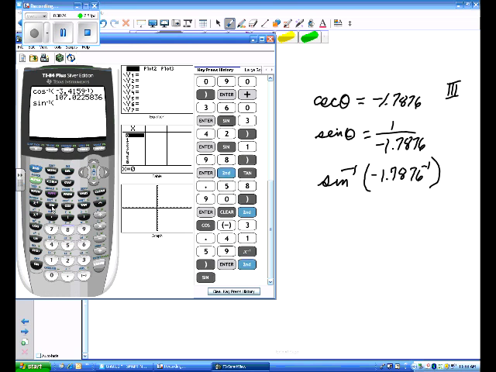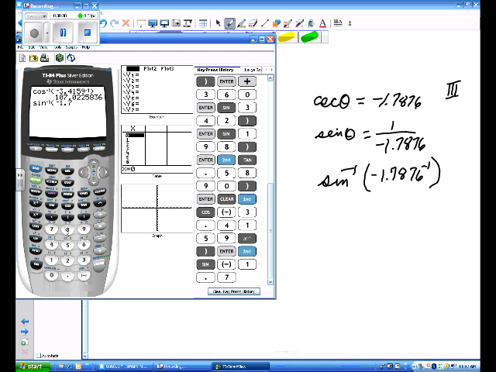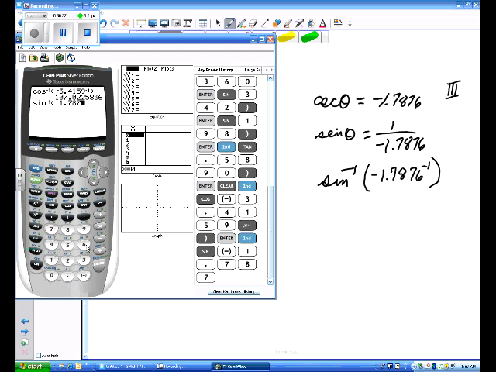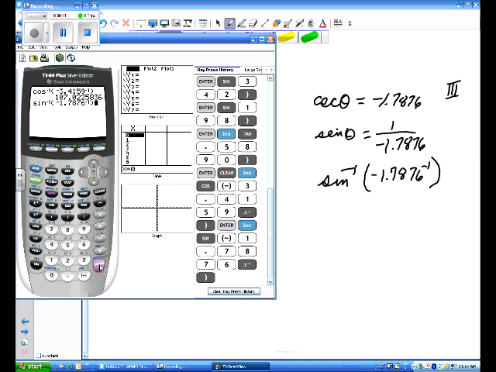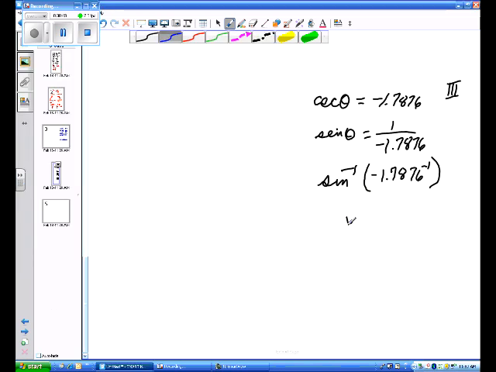So we go to our calculator, we'll do second sine, or inverse sine, negative 1.7876, reciprocal, close parentheses. We're wanting the reciprocal of the function. Well, that gives us negative 34 degrees, which is basically our reference angle. It gave us negative 34. Now, if we were wanting this in the fourth quadrant, then we would say 360 minus 34, and we would get our angle in the fourth quadrant.